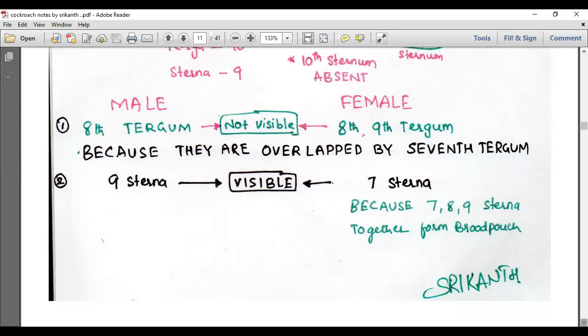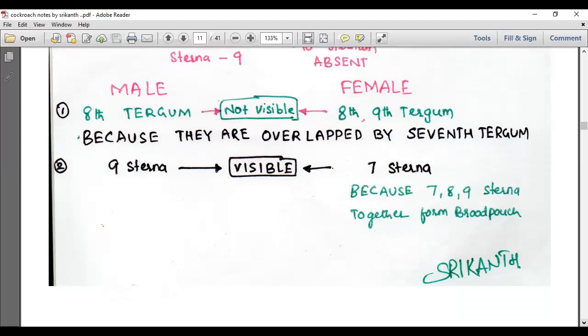Then next, the second point: the 9 sterna are visible in male. Nine are present, and 9 are visible because, as I said already, the 10th sternum is absent. But in case of female, we'll find only 7 sterna. Visibility is what we are talking about. There are 9 sterna present, but only 7 are visible. Why? Because the 7th, 8th, and 9th sterna together form a brood pouch in the female cockroach.